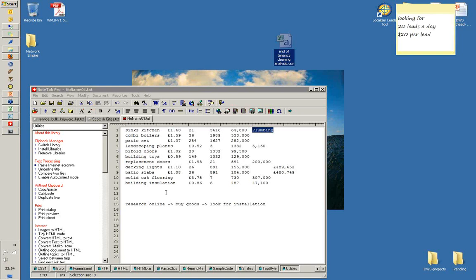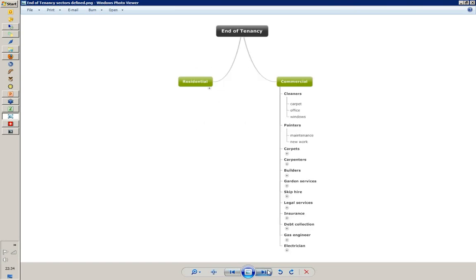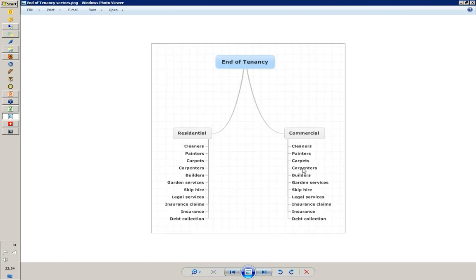All I did was I took the keywords that we basically mapped out here with all the services, where we had cleaners, painters, carpenters, and so on. These are the people that work in the end of tenancy sector. All I've done is I basically created a keyword list, and I've imported it into Kraken.